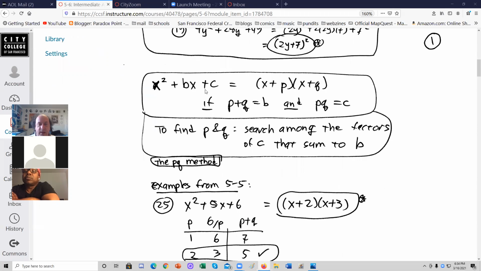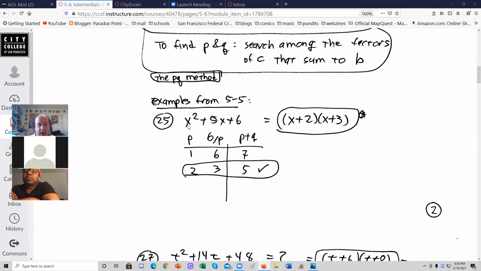So given b and c, you find p and q by searching the factors of c that sum to b. For example, x squared plus 5x plus 6. I want to find p and q whose product is c. So whatever p is, q is 6 over p. We go through various possibilities and then find out where the sum is correct.